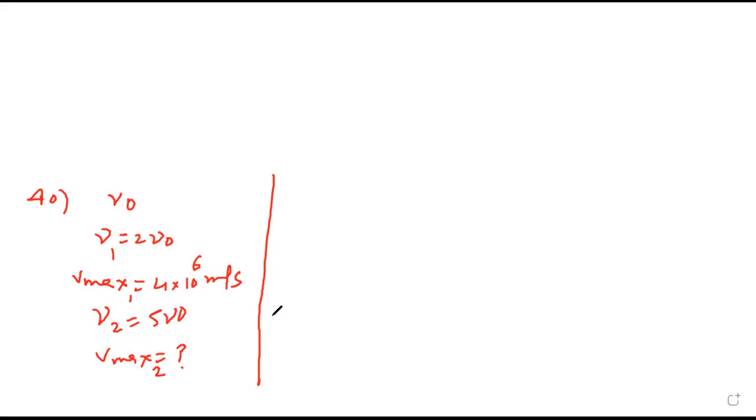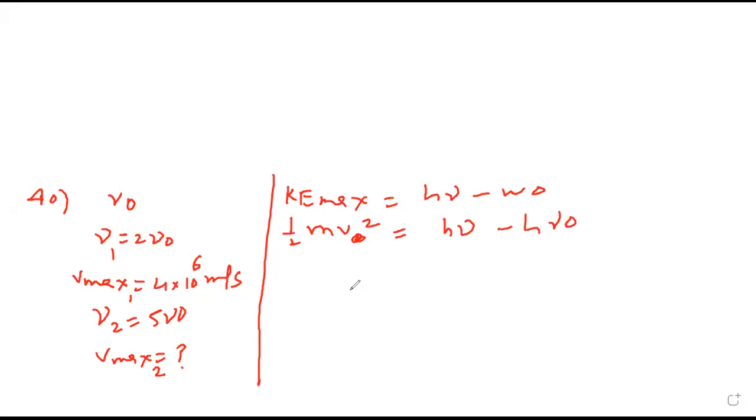Yash, can you tell what formula we have to start with? Which formula should we think of for getting maximum velocity? Sir, for maximum velocity, we'll use K max. Correct. K max is h nu minus work function. So half m v maximum square is h nu minus h nu 0. I'm writing v to avoid that writing part.